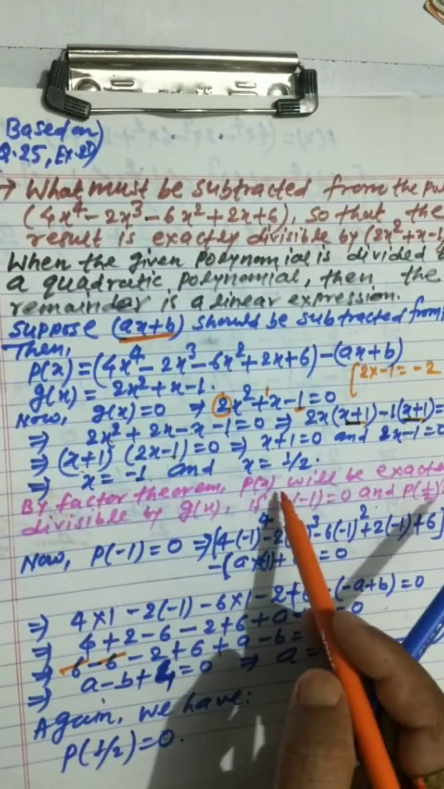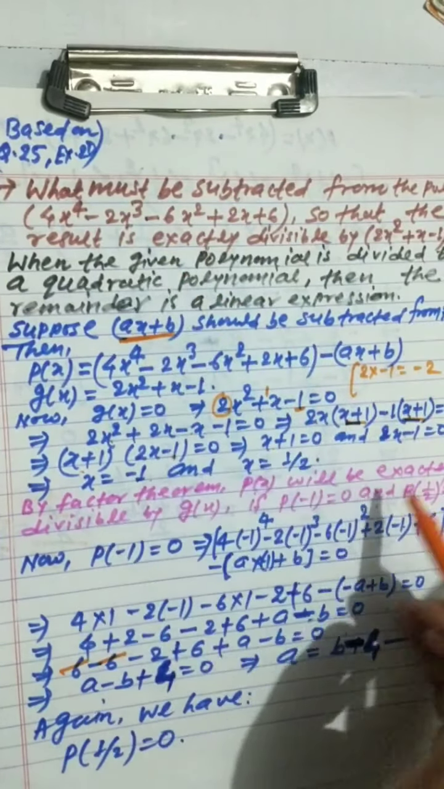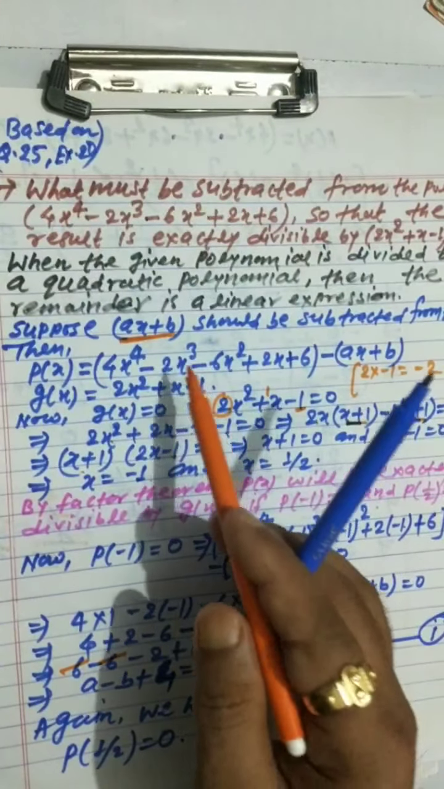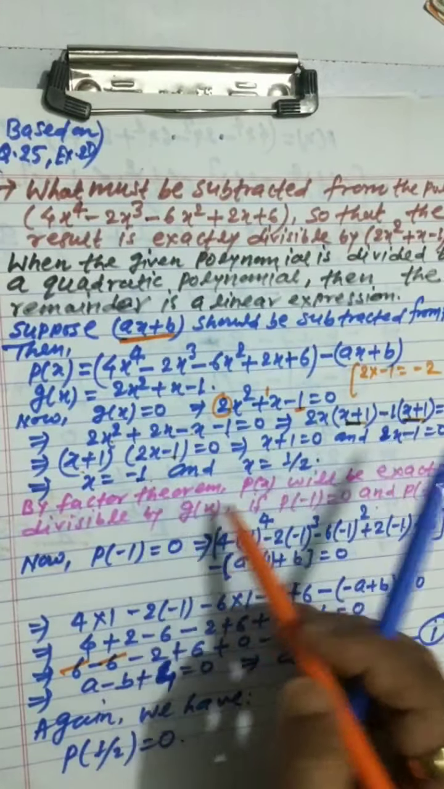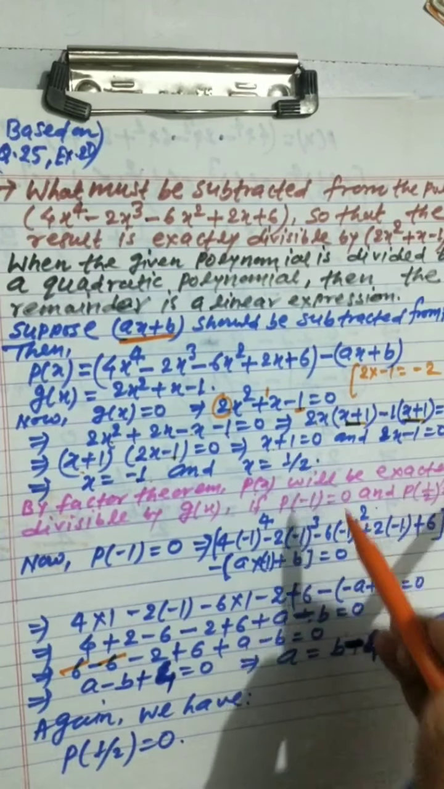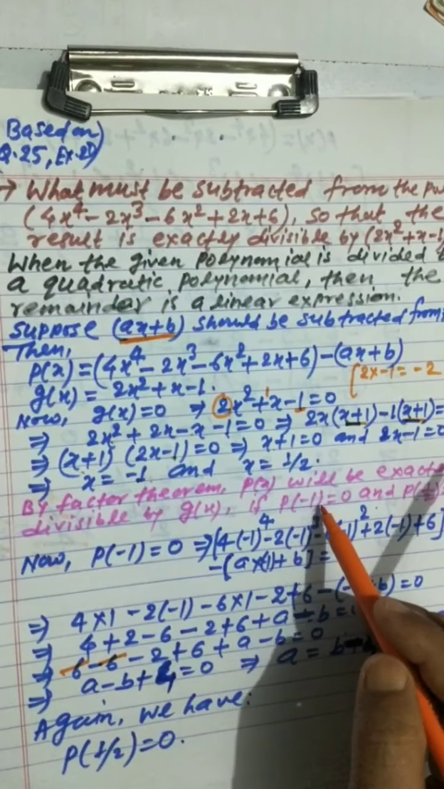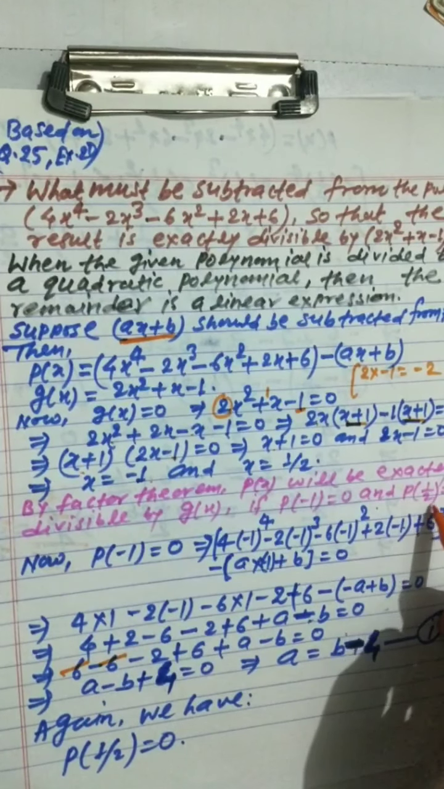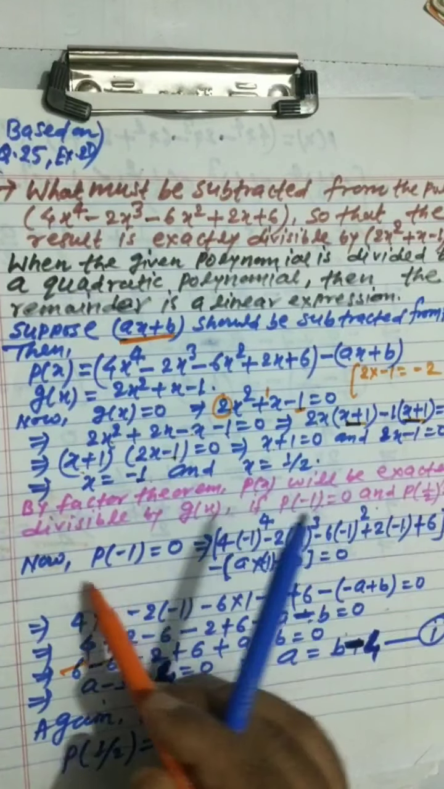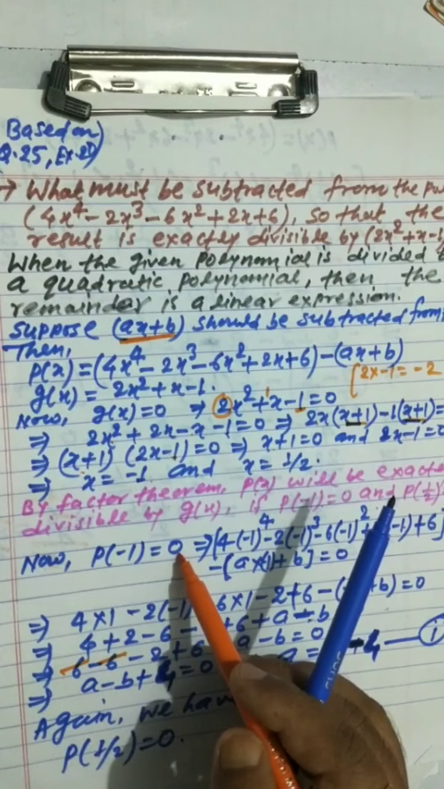By factor theorem, p(x), the given polynomial, will be exactly divisible by g(x) if the value of this polynomial at x is equal to -1 as well as x is equal to 1/2 will be equal to 0. That is, p(-1) is equal to 0 and p(1/2) is equal to 0. Let us take it one by one. First we have taken p(-1) is equal to 0.